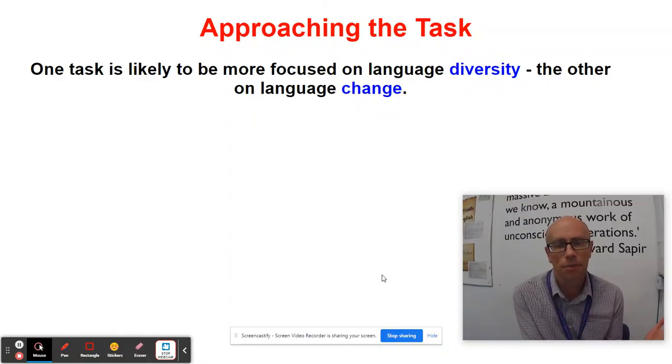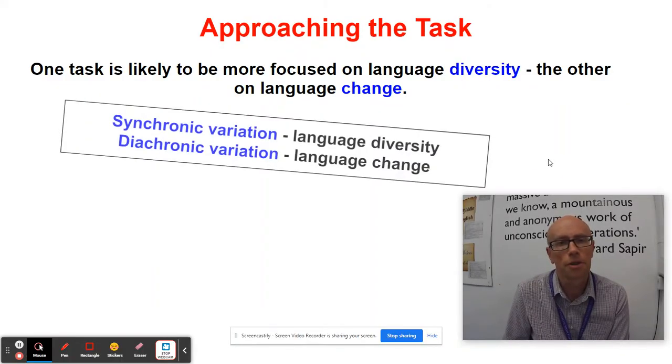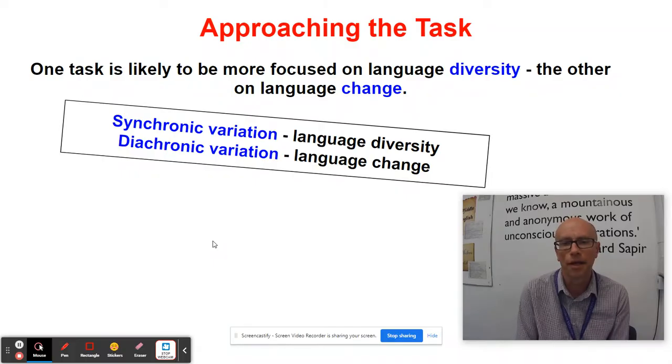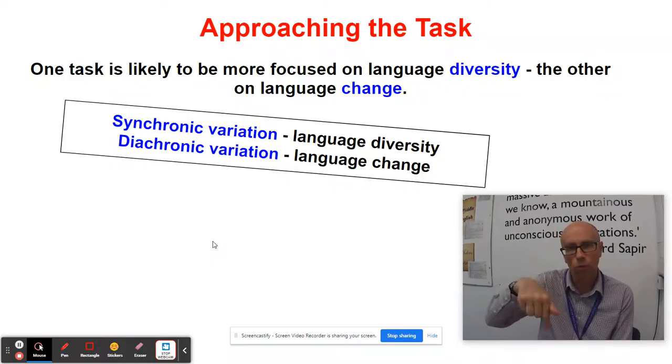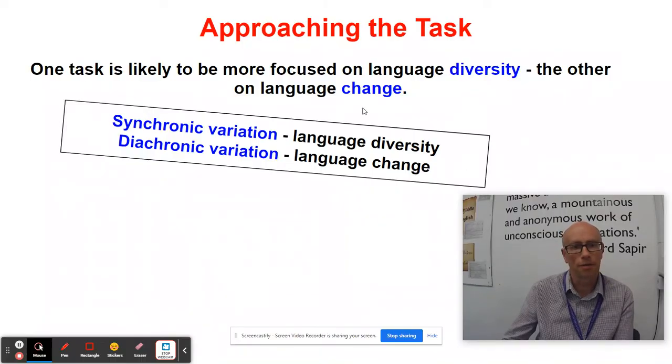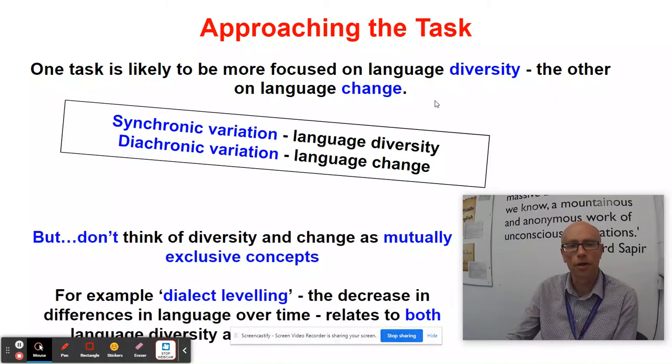Okay. Now, let's have a think about approaching the task. Obviously, one of the tasks is going to be more likely to be focused on language diversity, and the other one is going to be focused on language change. It's useful to bandy around these terms, synchronic variation and diachronic variation. So synchronic variation, that noun phrase simply means language diversity. So synchronic means at one time, as in to synchronize your watches. Not that you lot will have watches. Whereas diachronic variation means variation between 2 points of time. So it's about language change. Okay, so that's what these essays are all about, synchronic variation and diachronic variation.